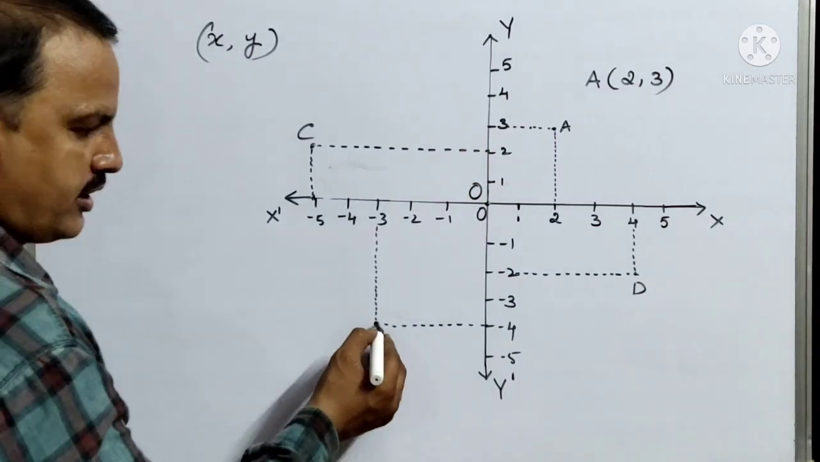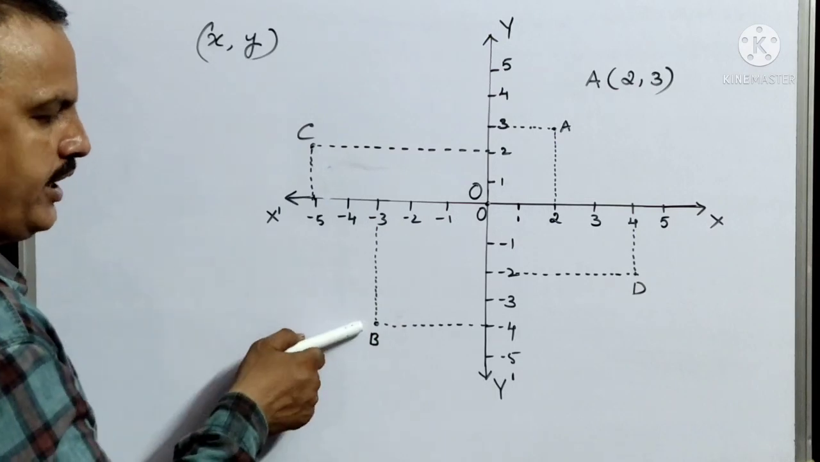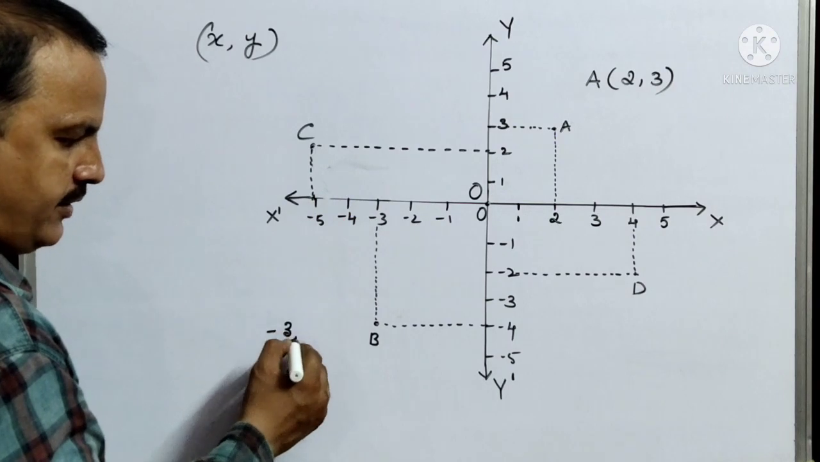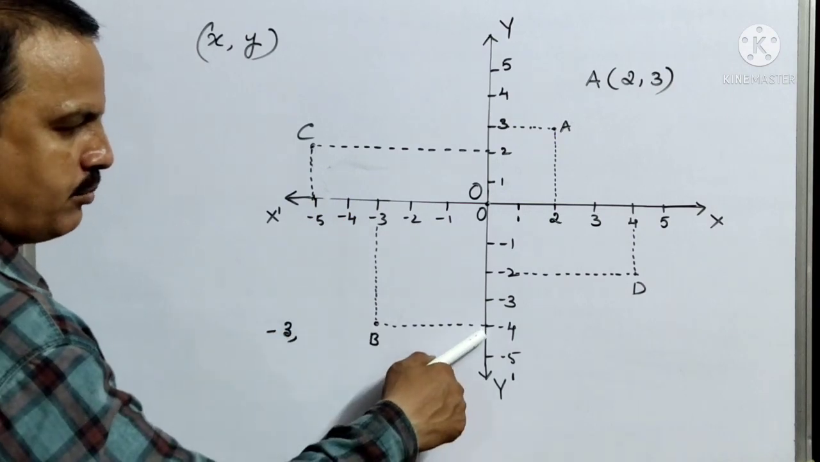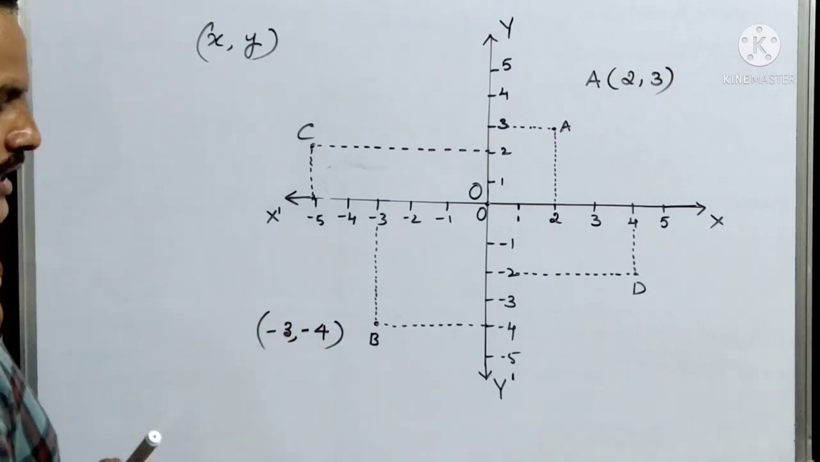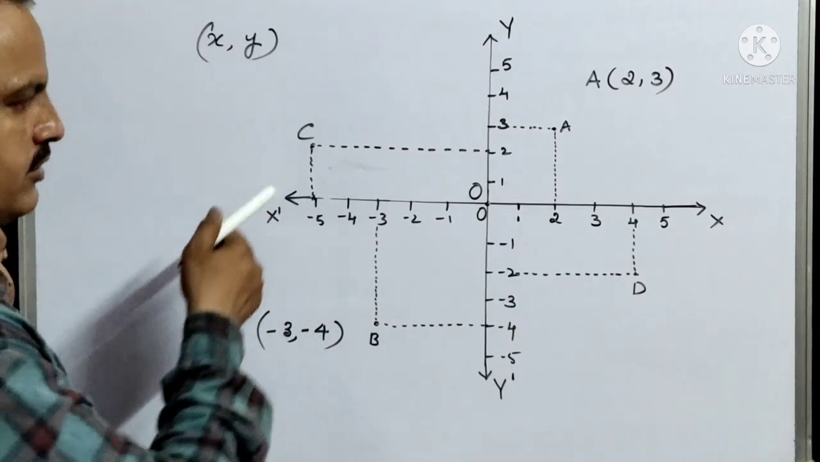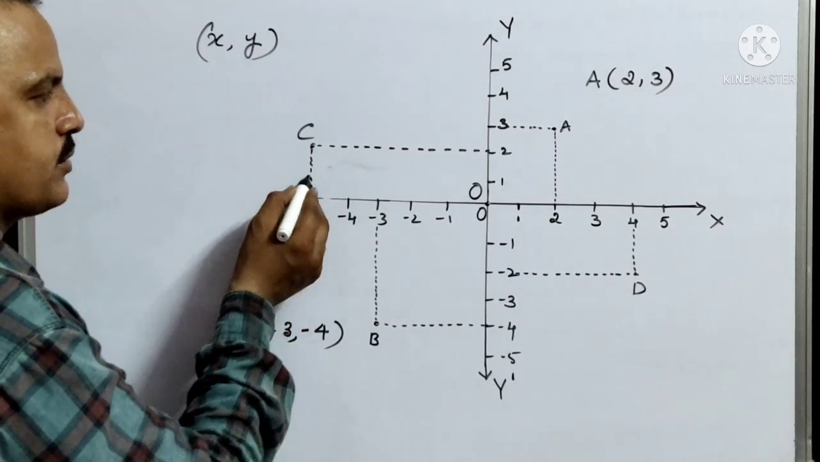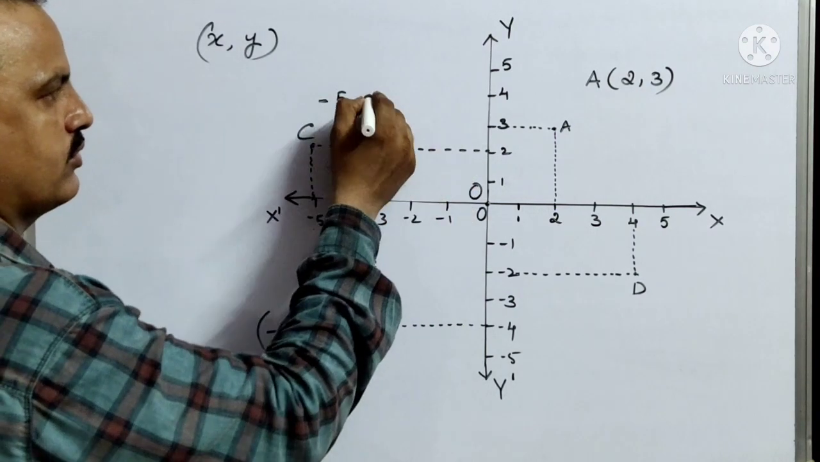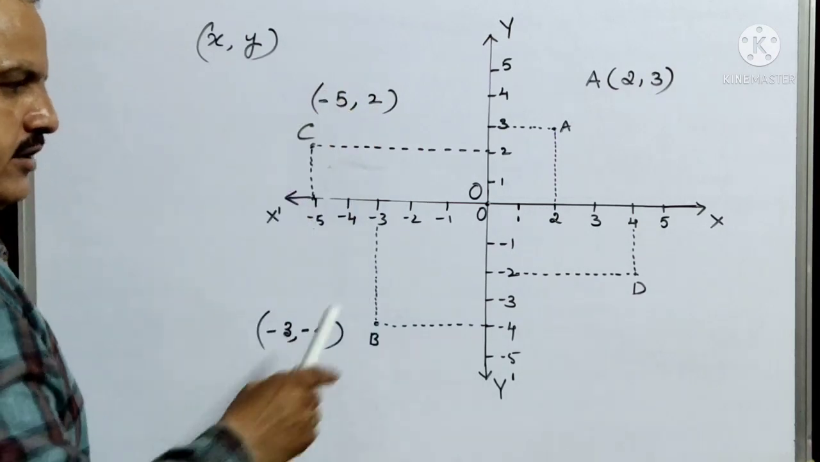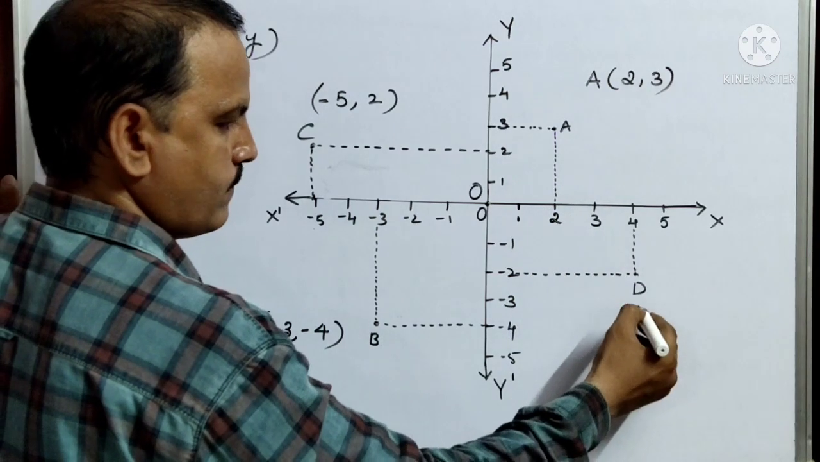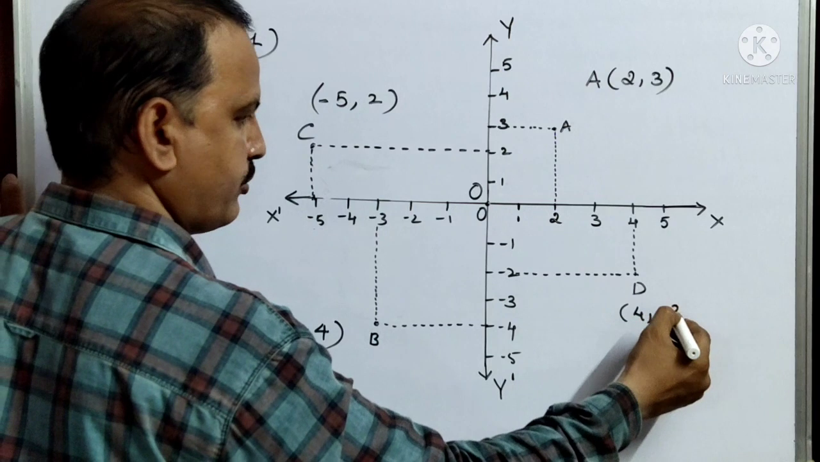Now can you tell me point B? See here. For B, first see where the x coordinate is. It is at minus 3. Where does it end in the y coordinate? Minus 4. So minus 3, minus 4. Next, coming to point C. Okay, see here, the x coordinate is minus 5, whereas the y coordinate is 2. And coming to point D, the x coordinate is 4 and the y coordinate is minus 2.